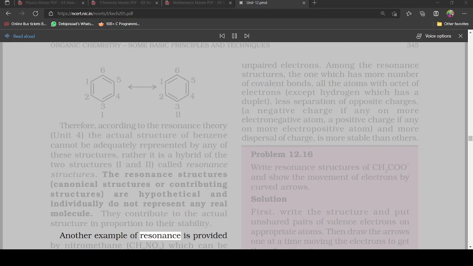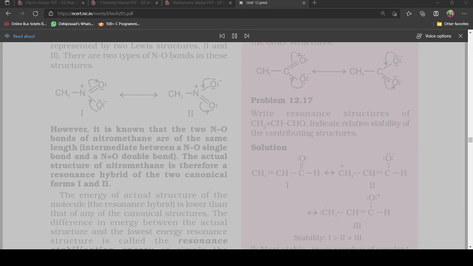Another example of resonance is provided by nitromethane, CH3NO2, which can be represented by two Lewis structures, I and II. There are two types of N-O bonds in these structures. However, it is known that the two N-O bonds of nitromethane are of the same length, intermediate between an N-O single bond and an N=O double bond. The actual structure of nitromethane is therefore a resonance hybrid of the two canonical forms I and II. The energy of actual structure of the molecule, the resonance hybrid, is lower than that of any of the canonical structures.